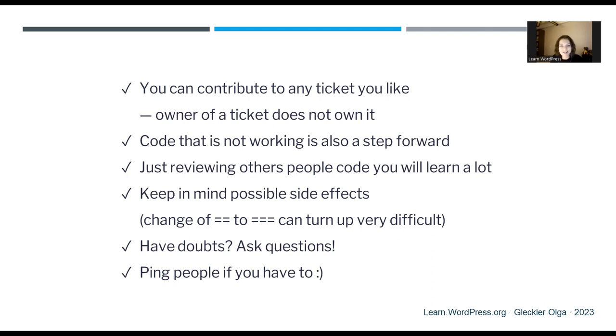Keep in mind possible side effects. Don't change double equal to triple equal. It can be really a disaster, because it can have a lot of regression side effects, and you will be going around fixing other things. So even if it looks very simple, it's a very tough job to do. And if you have doubts, ask questions.